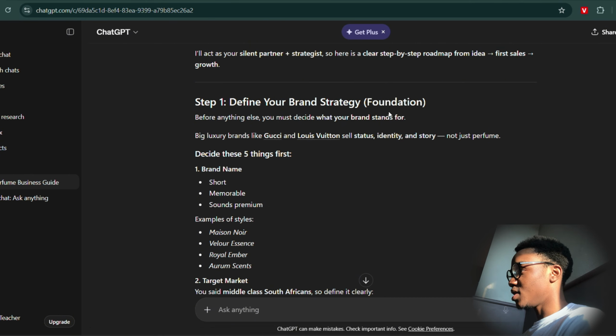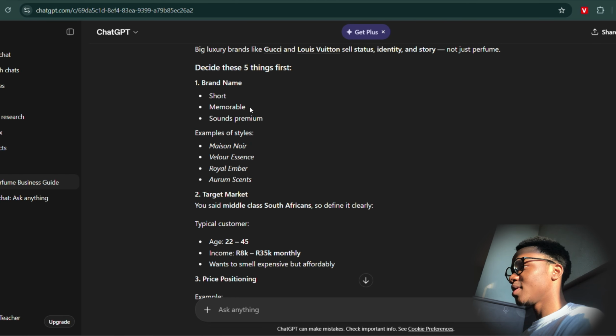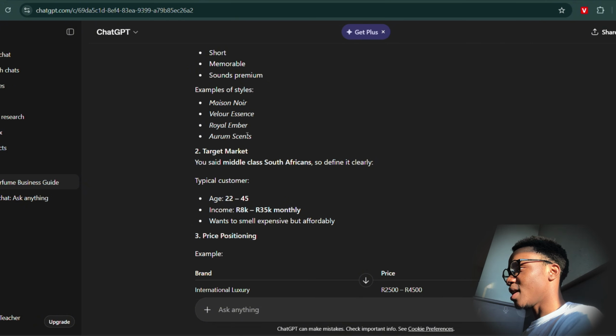Define your brand strategy foundation. Before anything else, we must decide what your brand stands for. Big luxury brands like Gucci and Louis Vuitton sell status, identity, and story, not just perfume. Decide these 5 things. Brand name: short, memorable, sounds premium. Example styles: Maison Noir, Velour, Essence, Royal Amber.